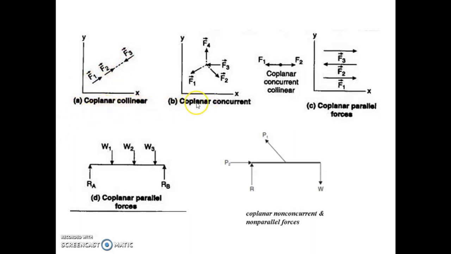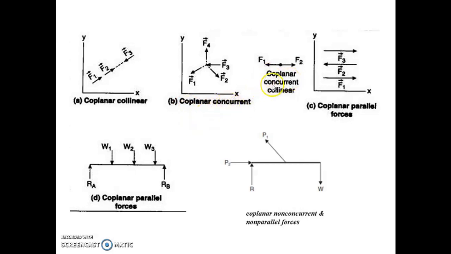Moving next to coplanar concurrent force system. Again, coplanar means they are lying on the same plane. What do you mean by concurrent is, if you can see here, all these four forces are acting at a single point. You can see F1, F2 and F4 are emerging from the same point, while F3 is meeting at the same point. So that is the meaning of concurrent. All the forces are either meeting at a single point or they are emerging from a single point. So that is coplanar concurrent force system.